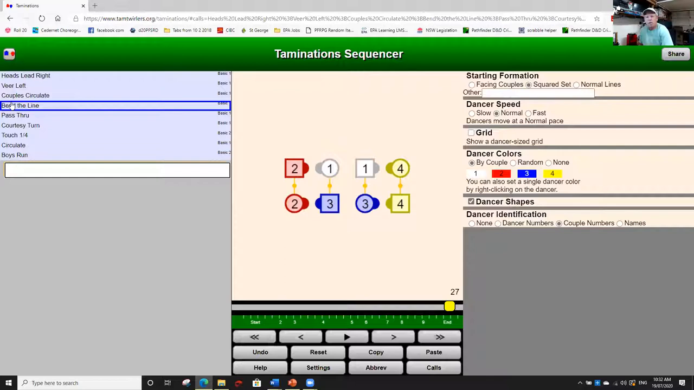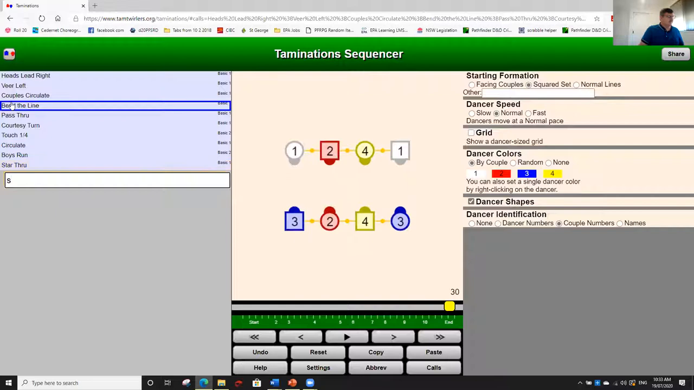Go to a partner line. Do we want to go back to partner lines and finish the singing call? So let's look at our magic module. What happens if I do star through? Oh, sorry. Magic module doesn't work from there.